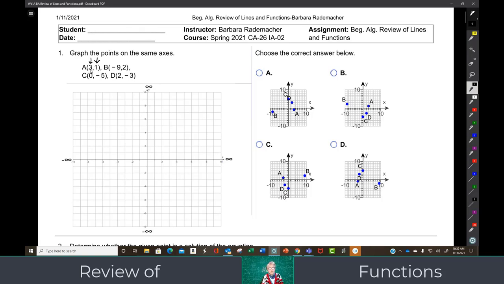So the first number gives you the sideways movement, and the second number gives you the up and down movement in order to get to a point. The point 3, 1, we'll get to by starting at the center, going to the right 3 units, going up 1, and making a dot there.